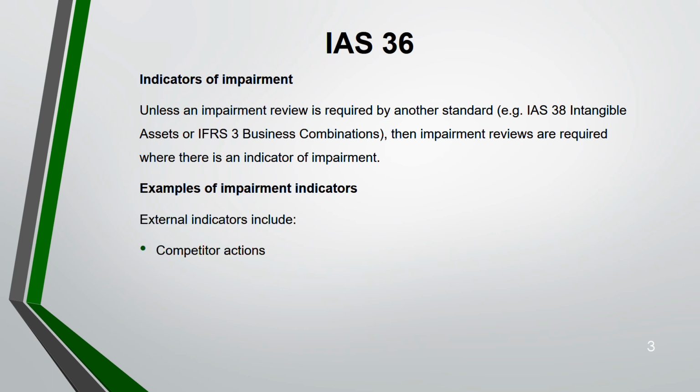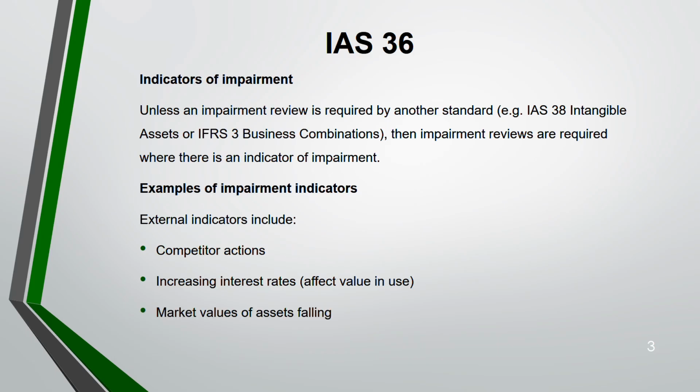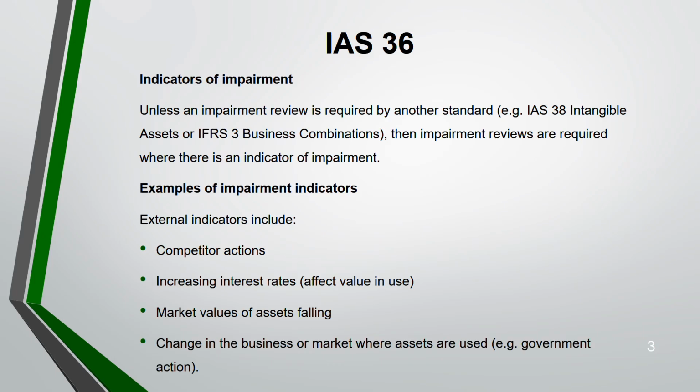First, external. Competitive actions. Increasing interest rate, which can affect your value in use, because you are using that interest rate to discount, right? Higher the interest rate, lower your value in use. Then market value of asset is falling. Change in the business of the market where assets are used, for example, government actions. What is the difference between internal and external indicator? External is something external, beyond your entity, outside your entity, not in your hands, not in your control.